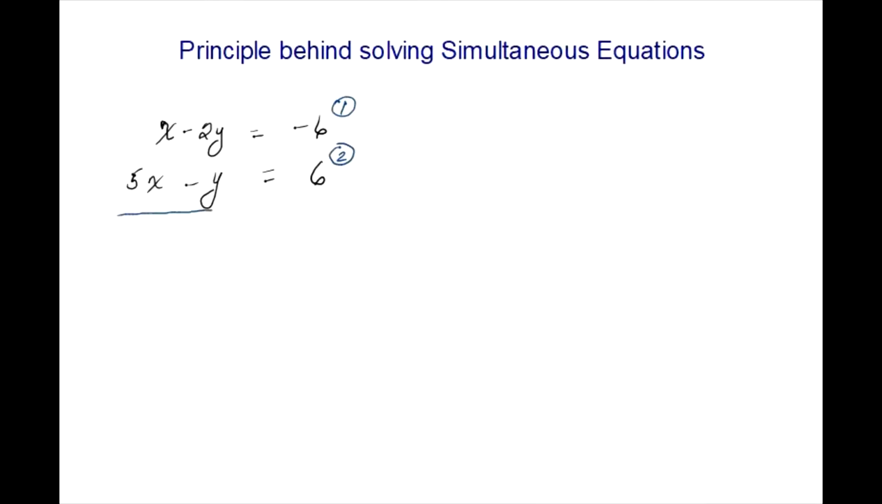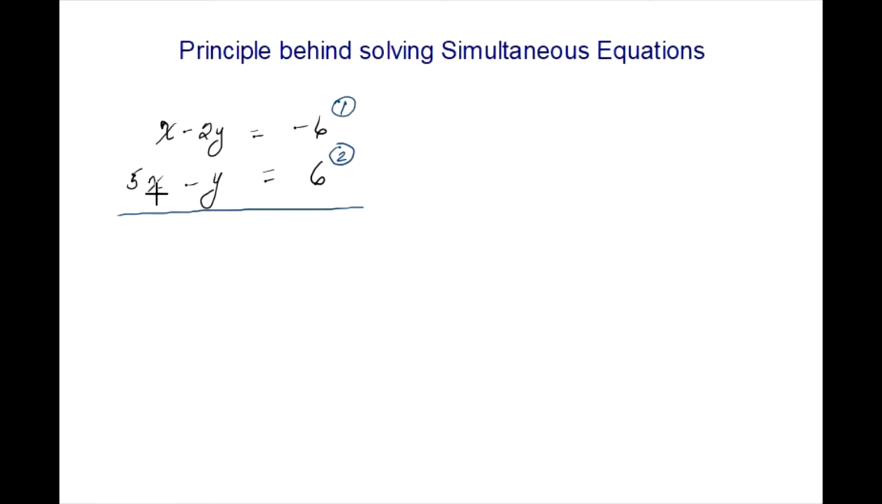So this is a system of simultaneous equations. What that means is that the value of x here in equation 1, once we have found it, is also the same value of x in equation 2. The same thing applies for y. Once we have found y in equation 1, it is the same as y in equation 2. So x minus 2y is equal to minus 6, and that same x and that same y, if you plug them into equation 2, 5x minus y is equal to 6 will come through.